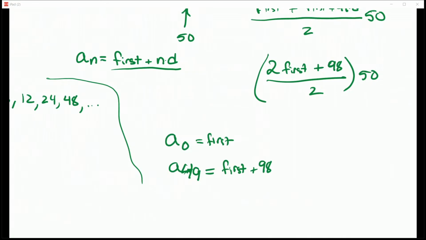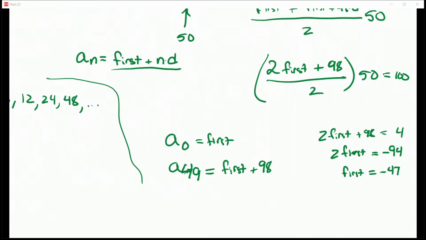But regardless, we know that the total is 100. And now it's just a little bit of arithmetic, or algebra rather. So let's see, we divide by 50, multiply by 2. So 2 times the first plus 98 is equal to 4. Is that what we're getting? And that means 2 times the first is equal to negative 94. And that means the first term should be negative 47. I sure hope there's, good. There is a negative 47 there.